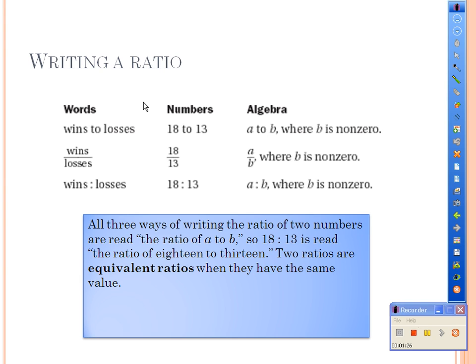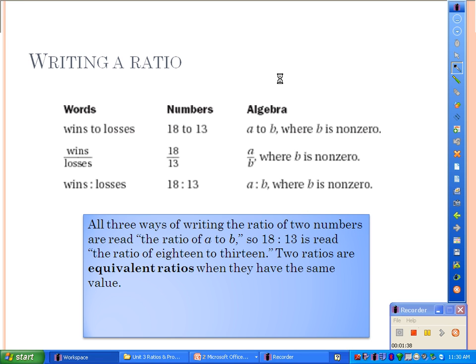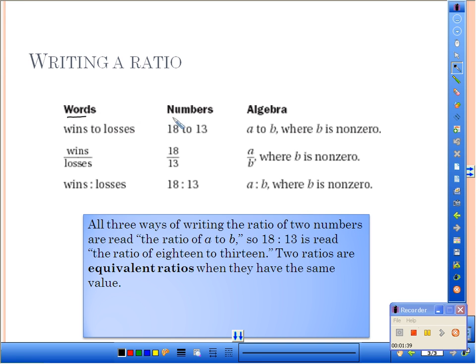Let's talk about different ways to write a ratio. First, you can write a ratio using words. The second way you can write a ratio is using numbers. And the third way is by using algebra. If we look at the previous table and focus on the LA Dodgers, we can see where we're getting these examples. We're going to first compare wins to losses.